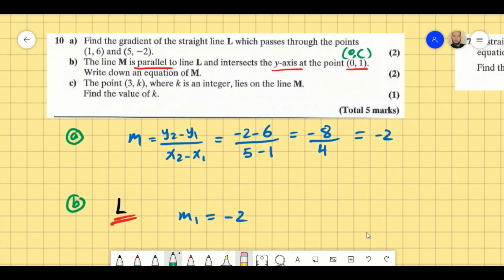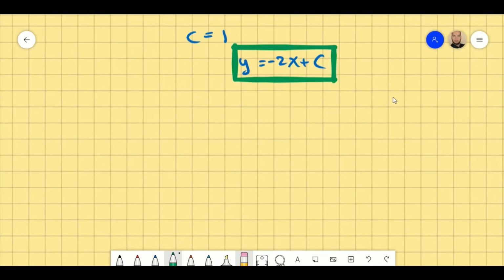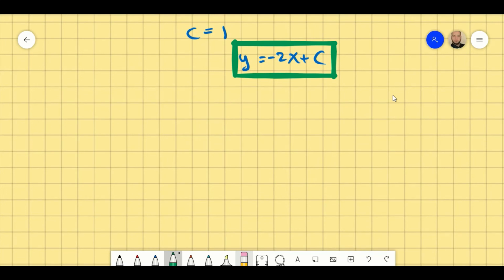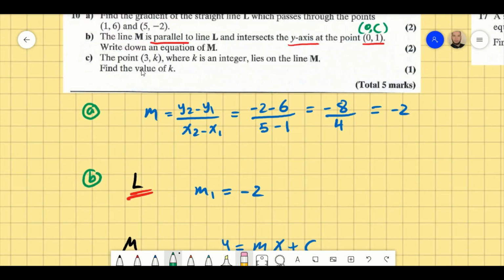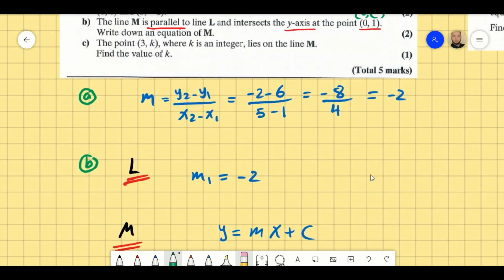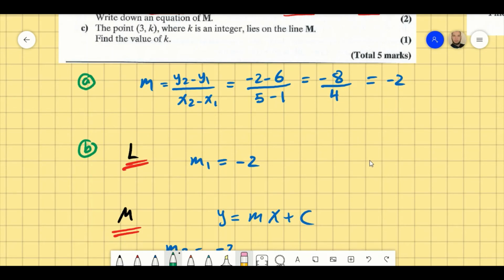Now let's see what part C says. We wrote the equation. It states that there is a point on that line. The point (3, k), where k is an integer, lies on the line M. Find the value of k. The point lies on the line M, meaning it satisfies the equation of the line M.